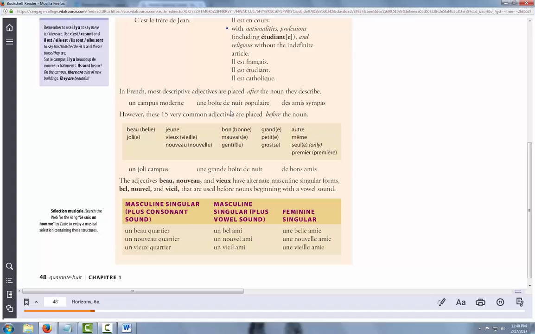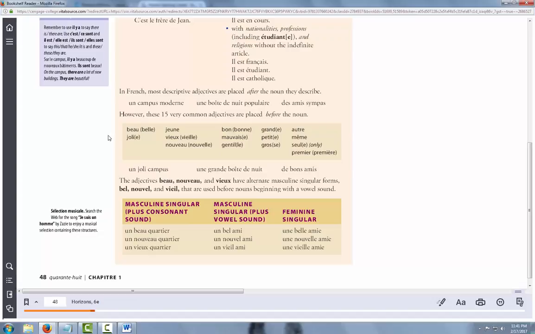Des amis sympas, some nice friends or kind friends. In English you have to put nice or kind before friends, but as most adjectives do in French, sympa comes after ami. So des amis sympas. There are 15 common adjectives that are placed before the noun.